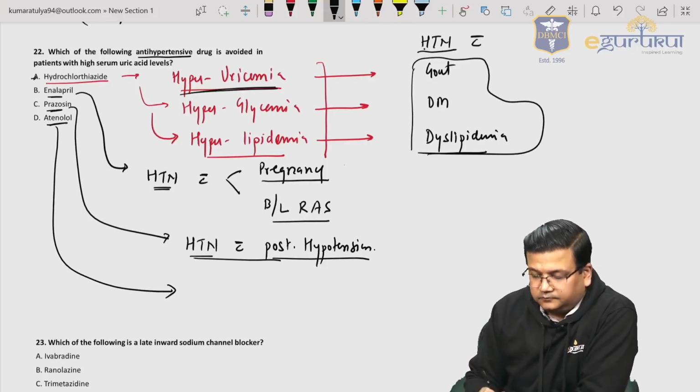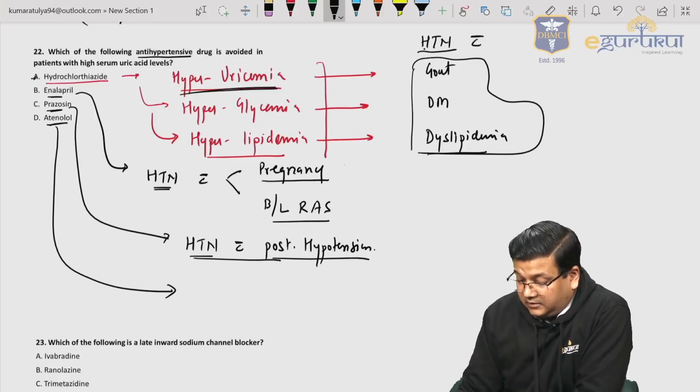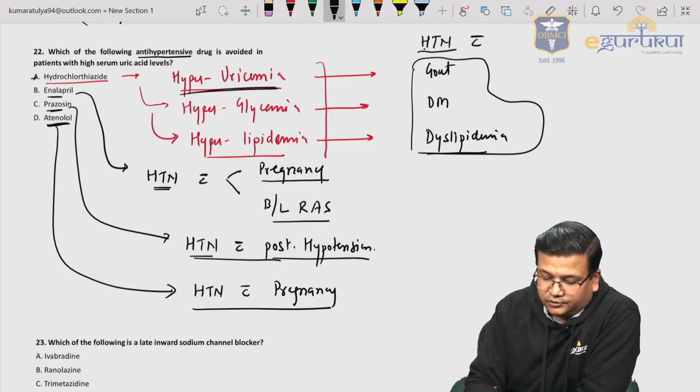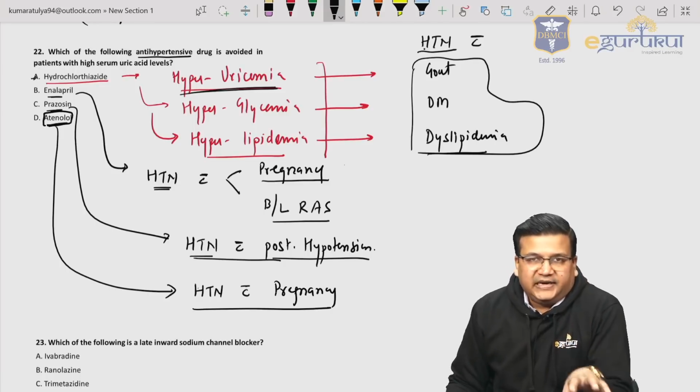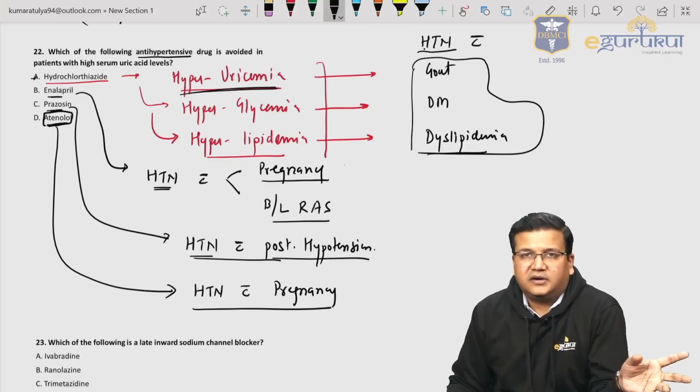Atenolol. Now beta blockers have various contraindications, we will not go into each of their contraindications, but patient again hypertensive in pregnancy, avoid atenolol. This question was asked 2 years back also. Beta blockers as such are not avoided or contraindicated in hypertension pregnancy. Remember, labetalol is the drug of choice.